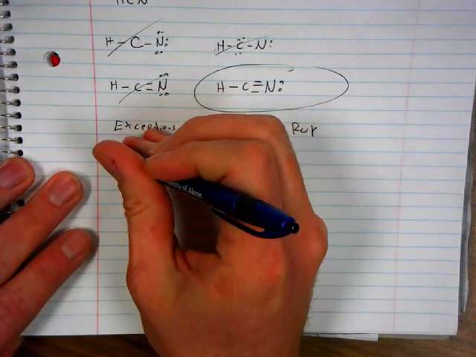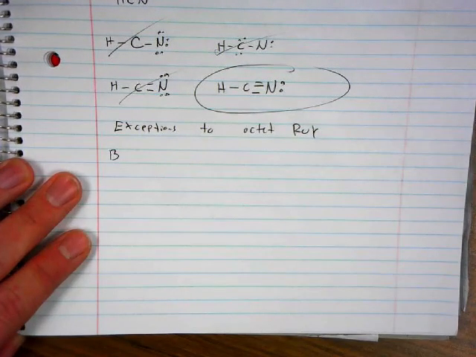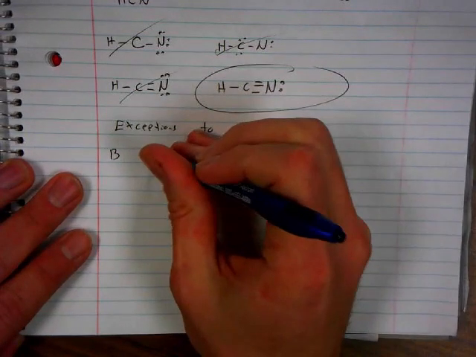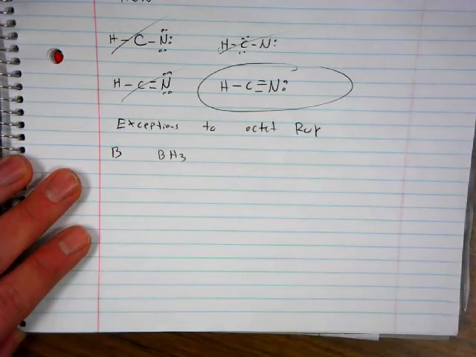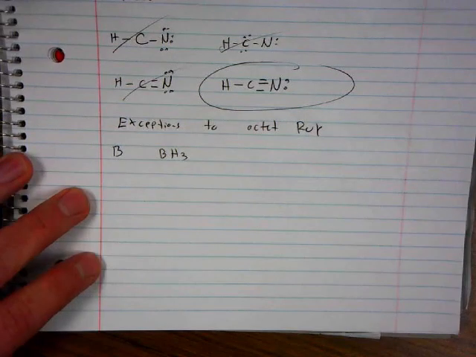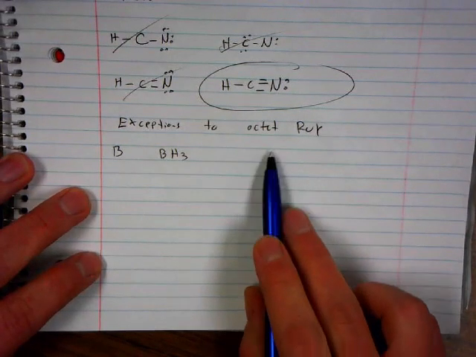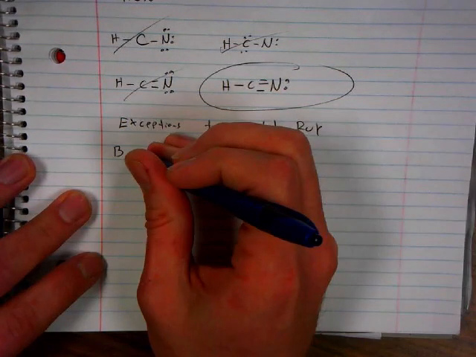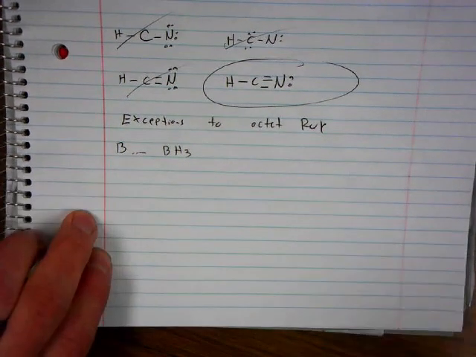Sure. So in chemistry, there are always exceptions. Here are the exceptions to the octet rule. I think you guys are going to like how I do this. The first exception is boron.